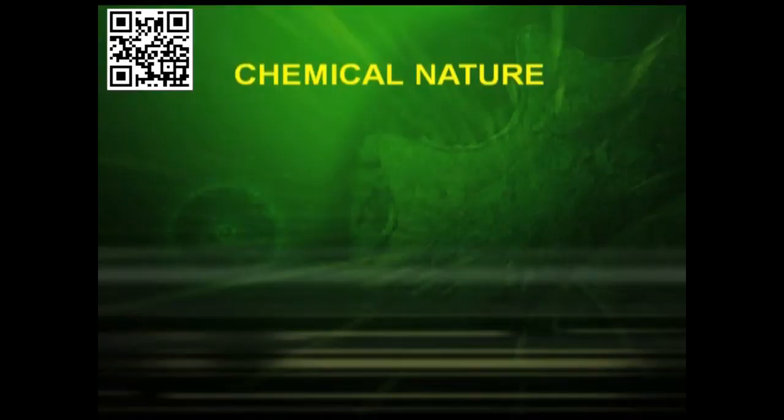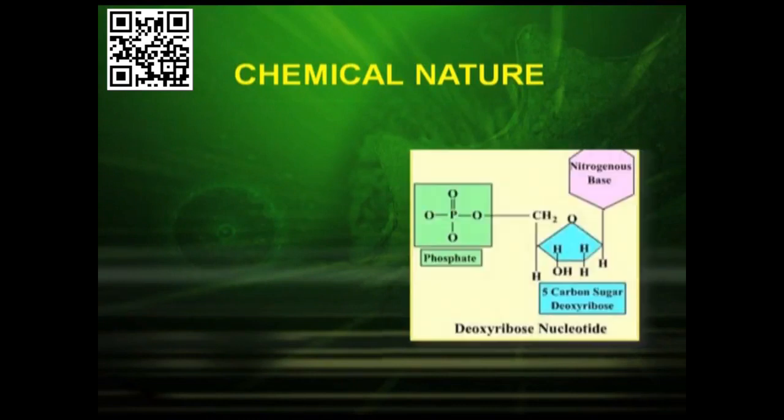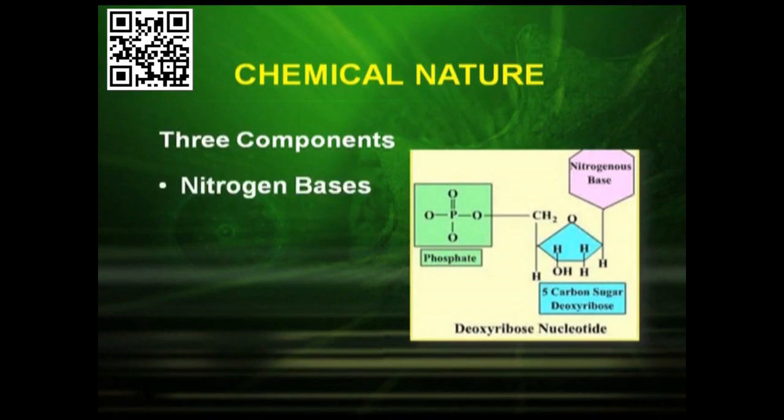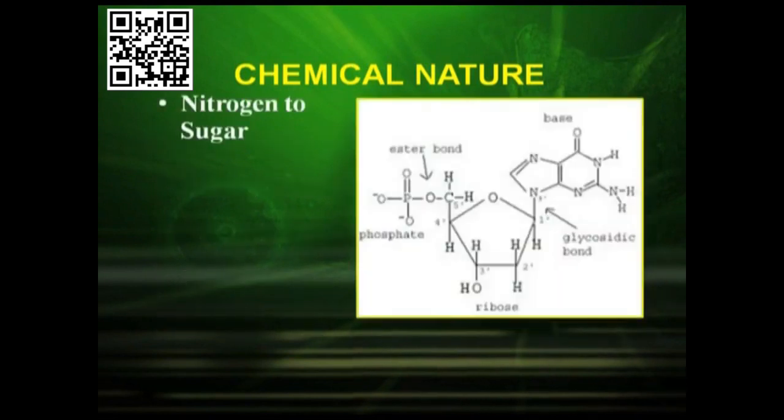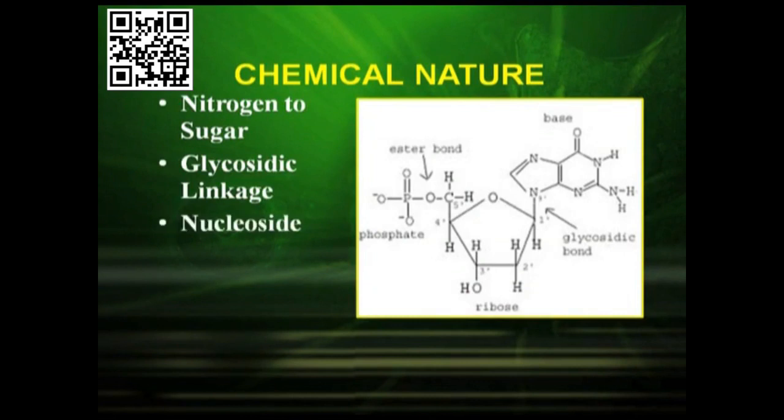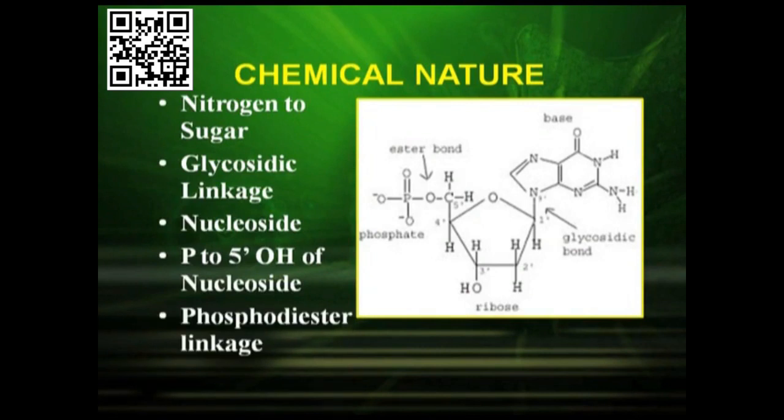Now let us recall the chemical nature of DNA. As you can see in the diagram, there are three important components: the nitrogenous bases, pentose sugar and phosphate group. The nitrogenous base is attached to sugar with the help of a linkage called glycosidic linkage. The combination of nitrogen base and sugar forms a nucleoside. The phosphate group is attached to the 5' OH of the nucleoside with the help of a linkage called phosphodiester linkage.